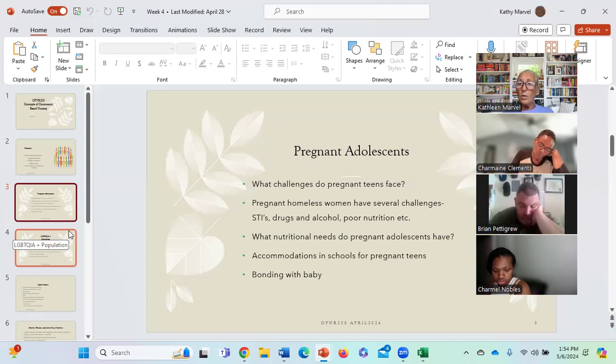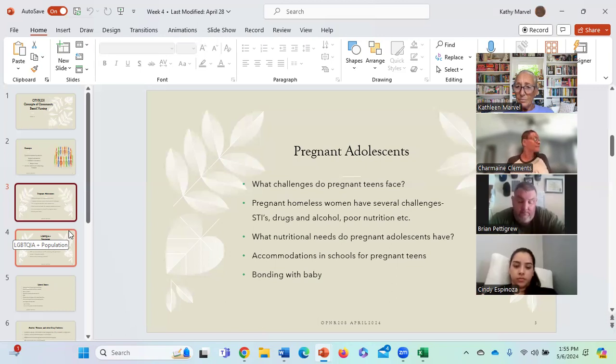And in your readings, what did you find that the nutritional needs are? What are the additional nutritional needs for pregnant adolescents? They typically don't have good diets, right? They need to incorporate folic acid in their diet. What do they need? Folic acid and iron. Exactly.